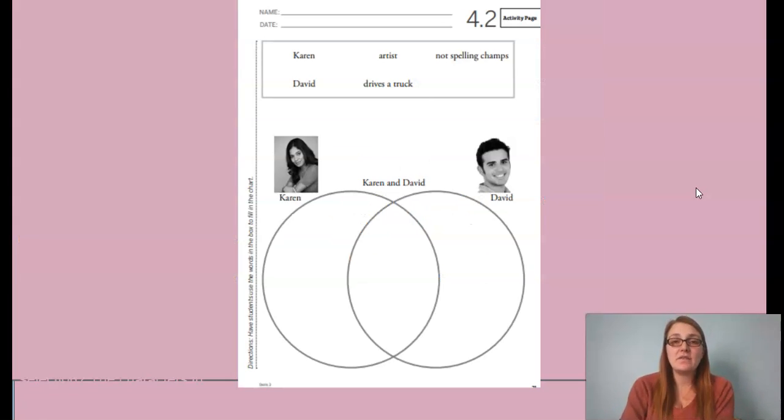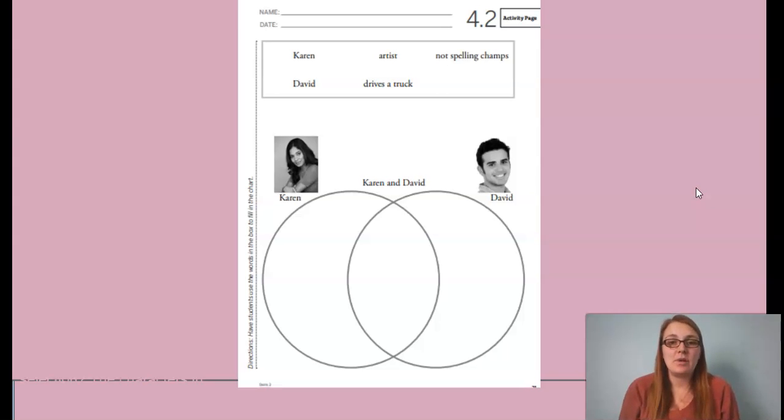So it's a little bit of a background about Gail and her parents and how she got started with spelling. Okay, our final activity page for the reading, 4.2. On the screen you'll see a Venn diagram, which is two circles that overlap. The outside parts are where you talk about the differences, and the inside overlapping part are the similarities.